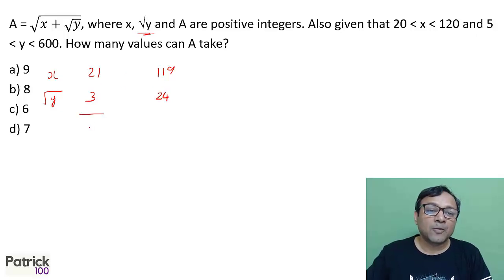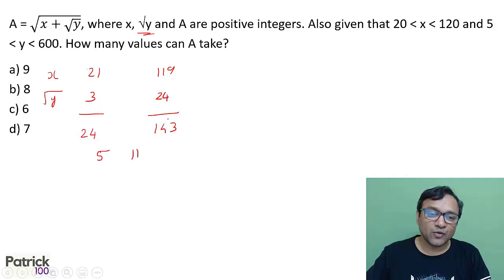So the minimum and maximum range is 24 to 143, which means if I remove the square root, since a is a positive integer, it can be 5 to 11, because 12 square is 144. Values from 5 to 11. So if you look at the number of values from 5 to 11, it is nothing but 7. So the answer is D option.